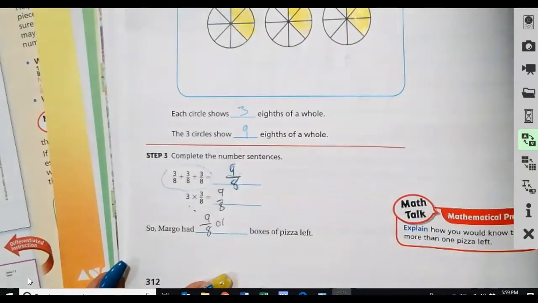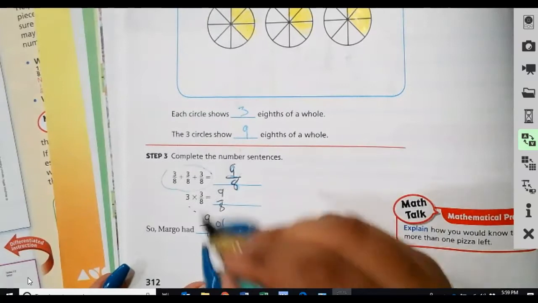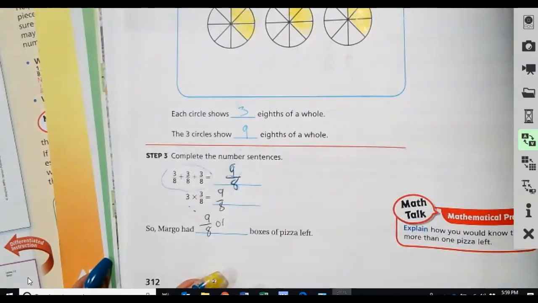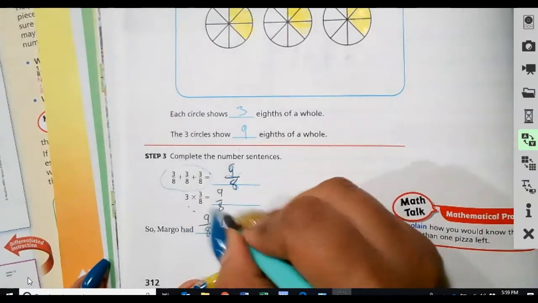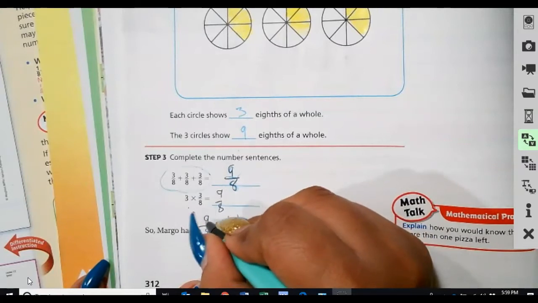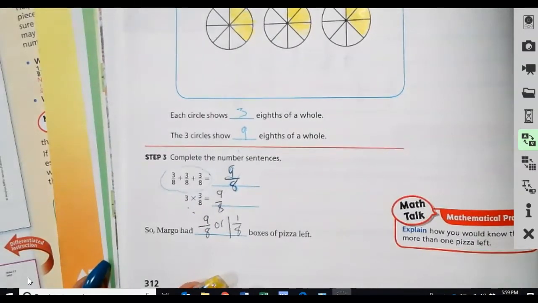We don't want to leave it like that, right? We want to write it as a mixed number. Because the 9 is bigger than the 8, we need to regroup. So we can take out 1 whole from there, and we'll have 1 left, right? Because 9 minus 8 is 1. So that's 1 and 1/8.